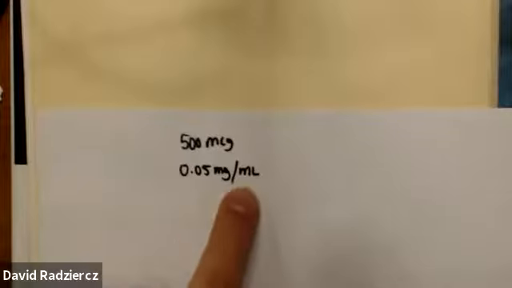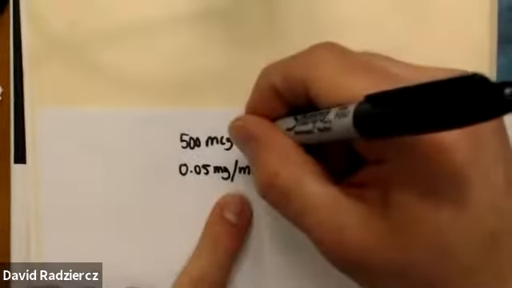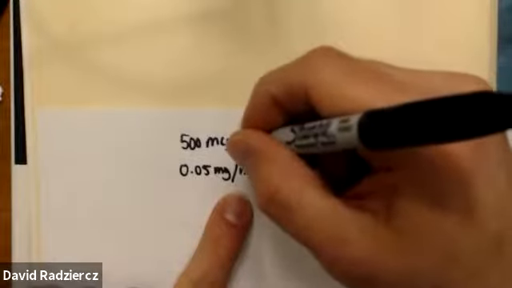Now, the first thing you should be looking at and noticing is that we have micrograms and milligrams. Okay. We can't work with that. We need to make a conversion. We need to convert either micrograms to milligrams or milligrams to micrograms. Either way, we have to make a conversion. So just so we don't have to deal with the milligrams and milliliters, let's go ahead and make the conversion of micrograms to milligrams.